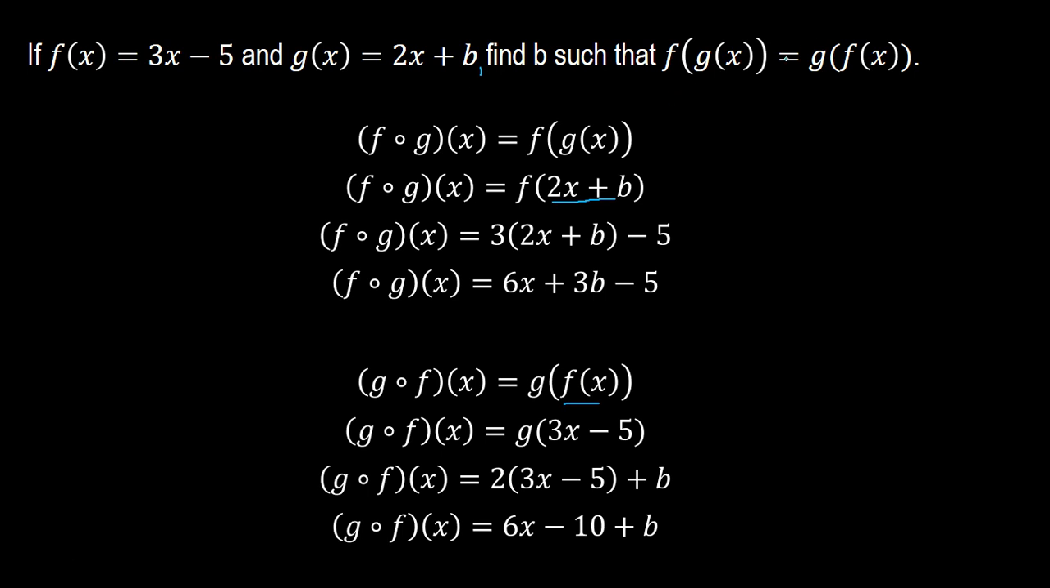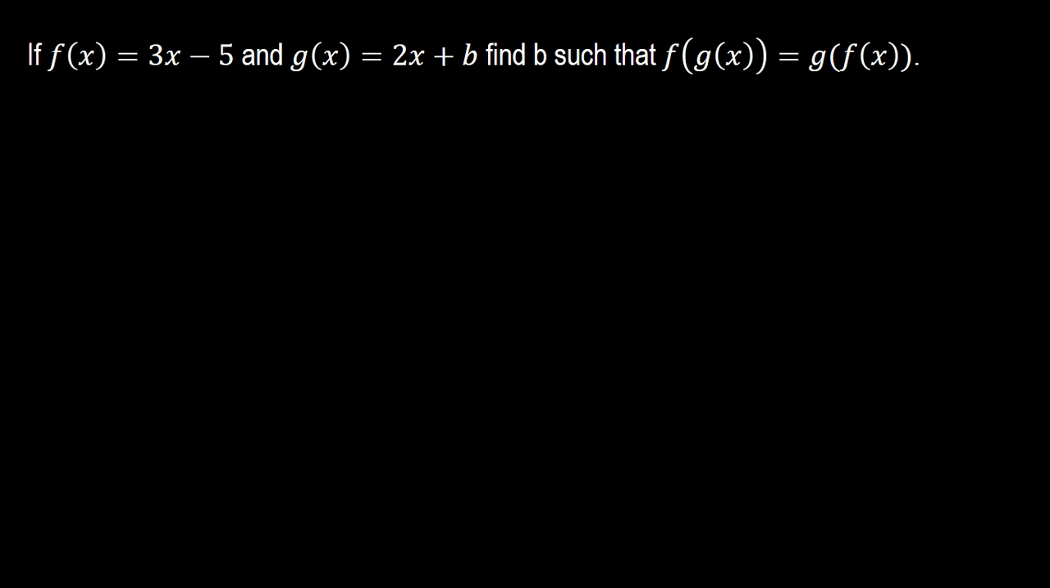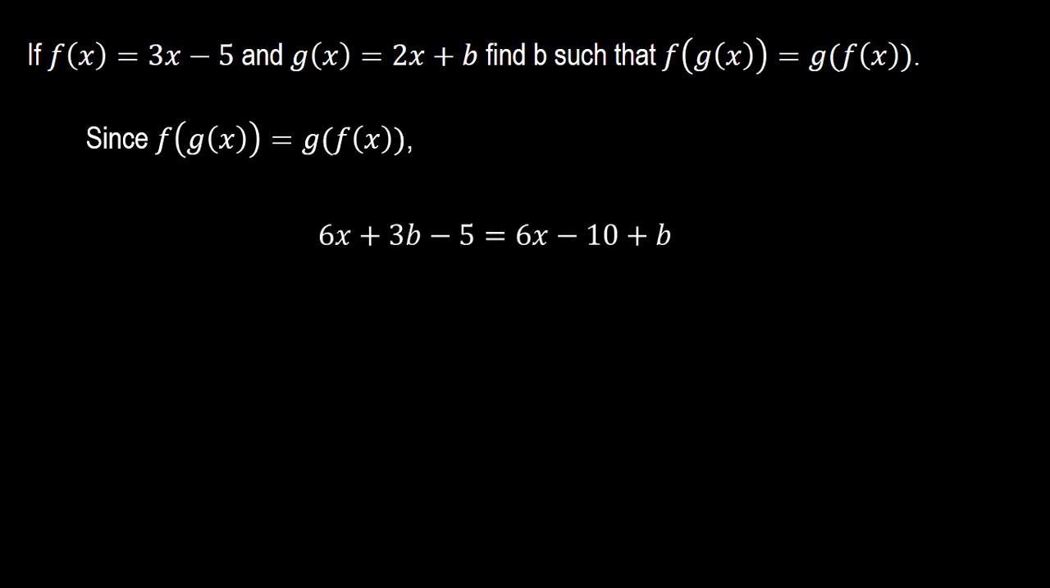As you notice here, given the condition that f of g of x is equal to g of f of x, we can just equate the two and find the value of b. So we'll have 6x plus 3b minus 5 is equal to 6x minus 10 plus b. Then let's just combine like terms and identify the value of b.